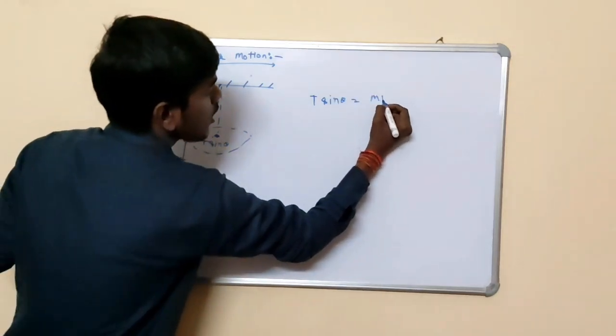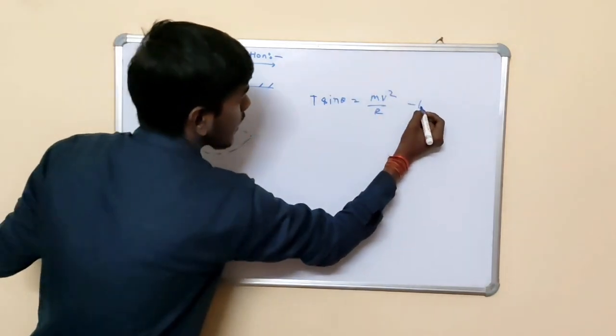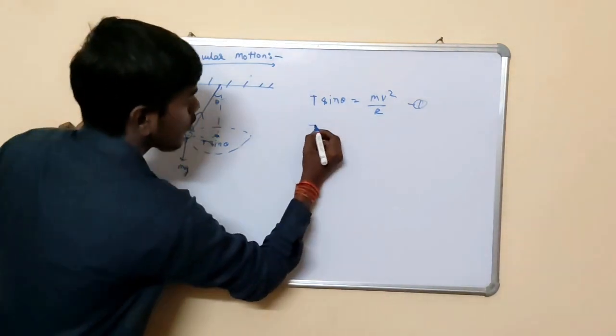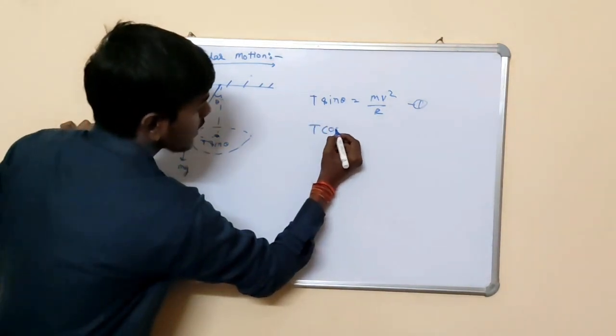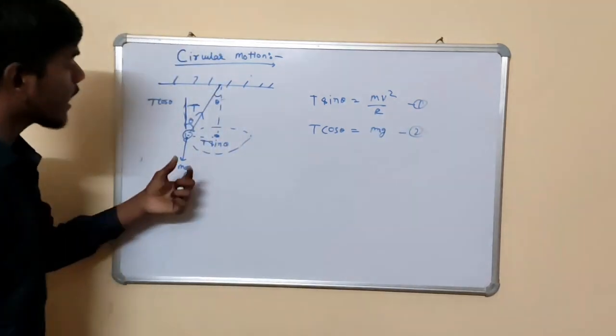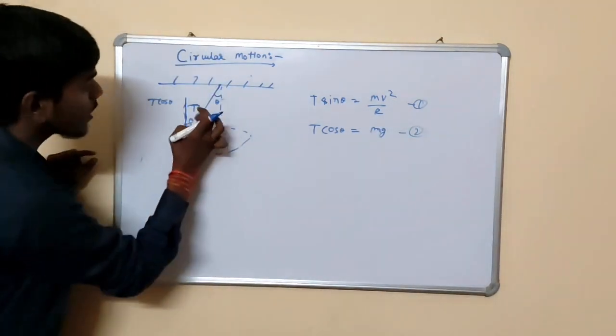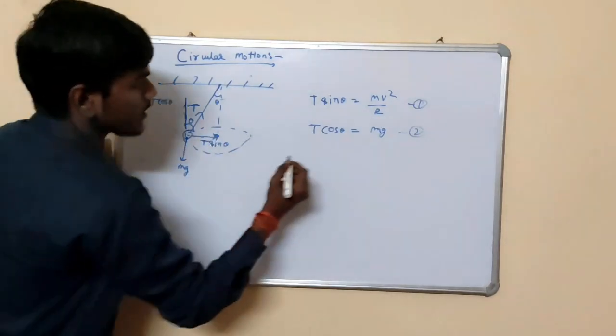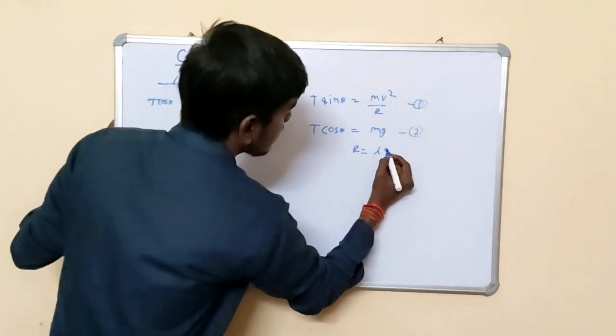So this will be equated to centripetal acceleration. What is that? mv square by r. And T cos theta is balancing mg, so T cos theta equals mg. Now be very careful. Here r is not L. The radius is r equals L sin theta.